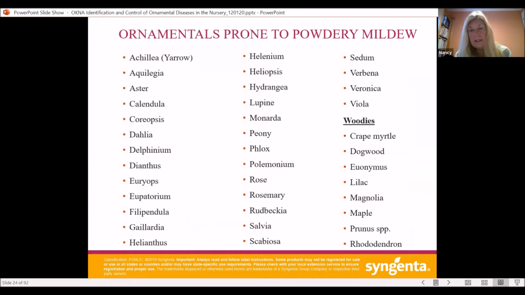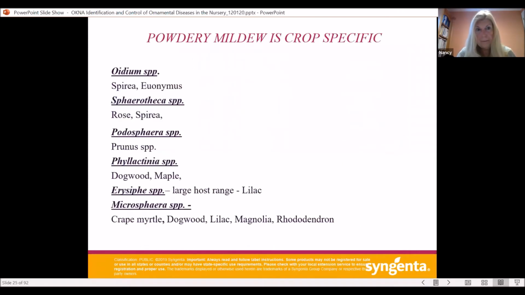There is a huge list of ornamentals, perennials, and woodies and annuals that are prone to powdery mildew. And so you can see the list there. I've got the woody list. And again, just knowing what crops can be affected by certain problems helps you, because then you can say, okay, I can get a program together for these crops and I can be prepared.